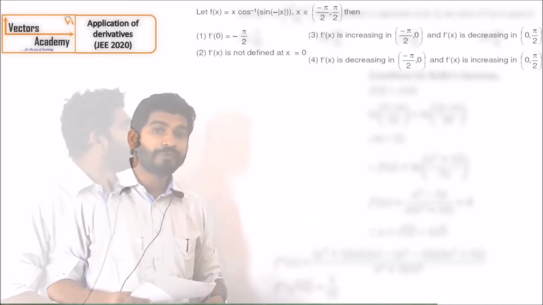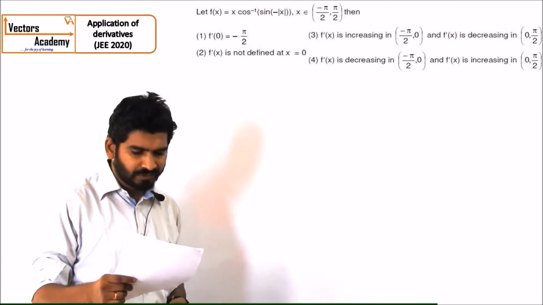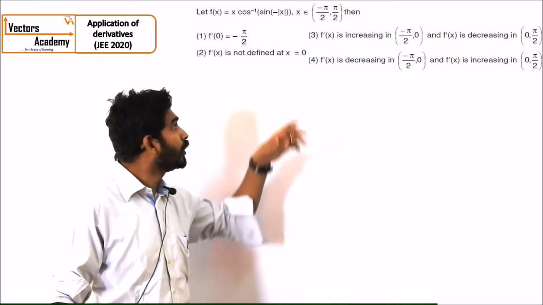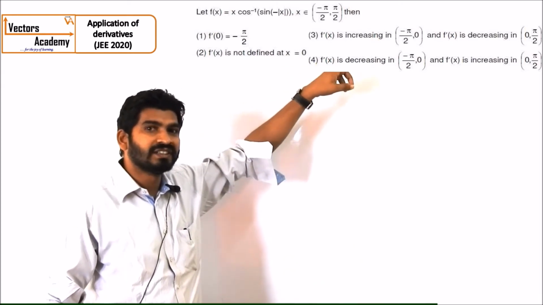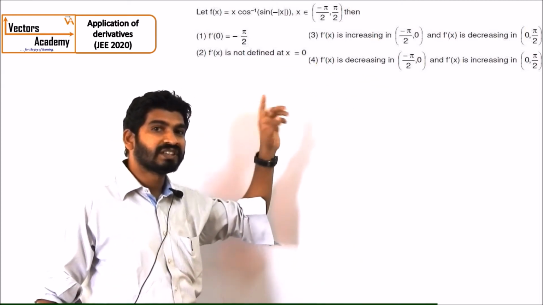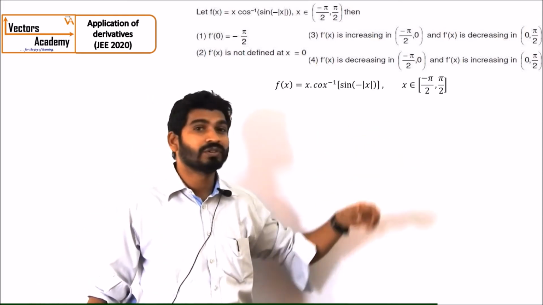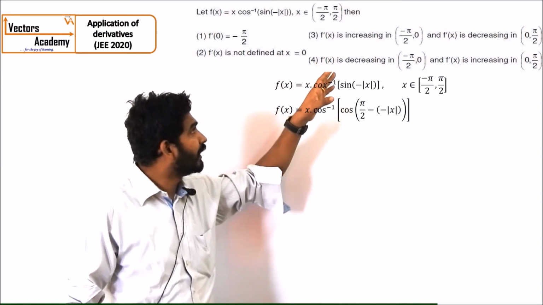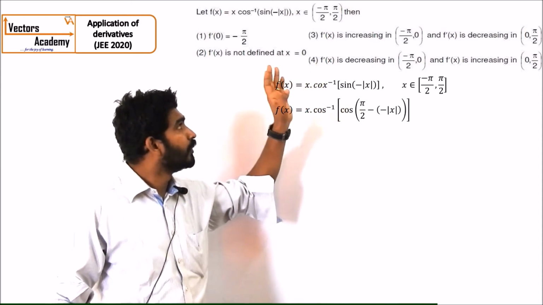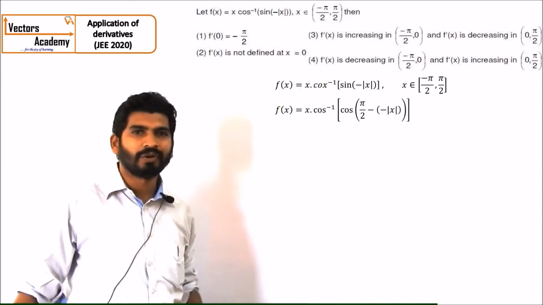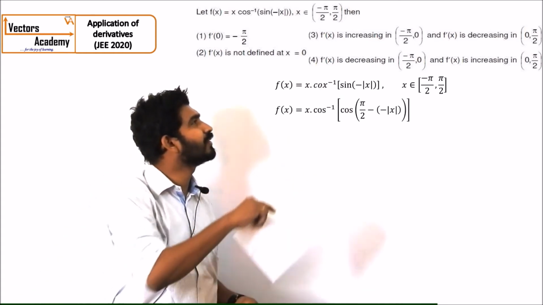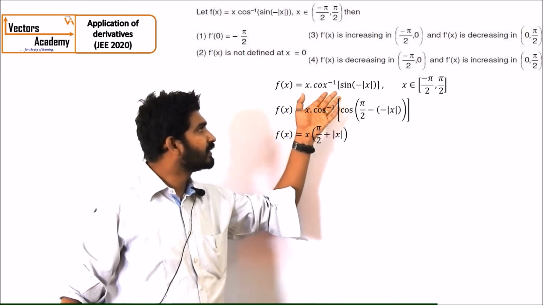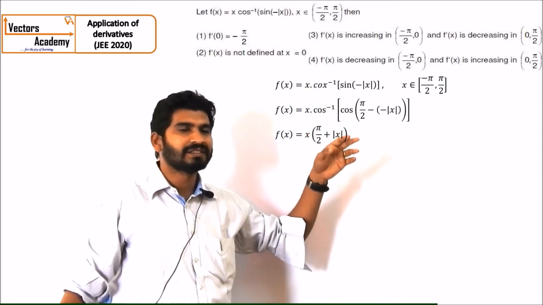In this question, f of x is given as x into cos inverse of sine of minus mod x. Now, if I need to remove cos inverse, I need cos inside it, right? So, how do we convert sine into cos? We know that sine theta is cos of pi by 2 minus theta. So, write sine of minus mod x as cos of pi by 2 minus mod x. So, once I cancel cos and cos inverse, I will get f of x is equal to x into pi by 2 plus mod x.